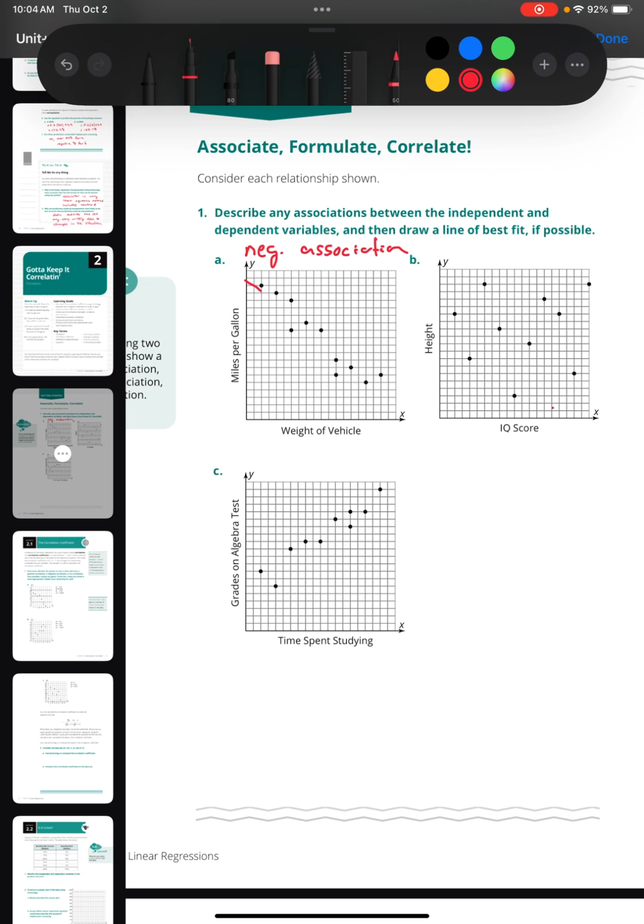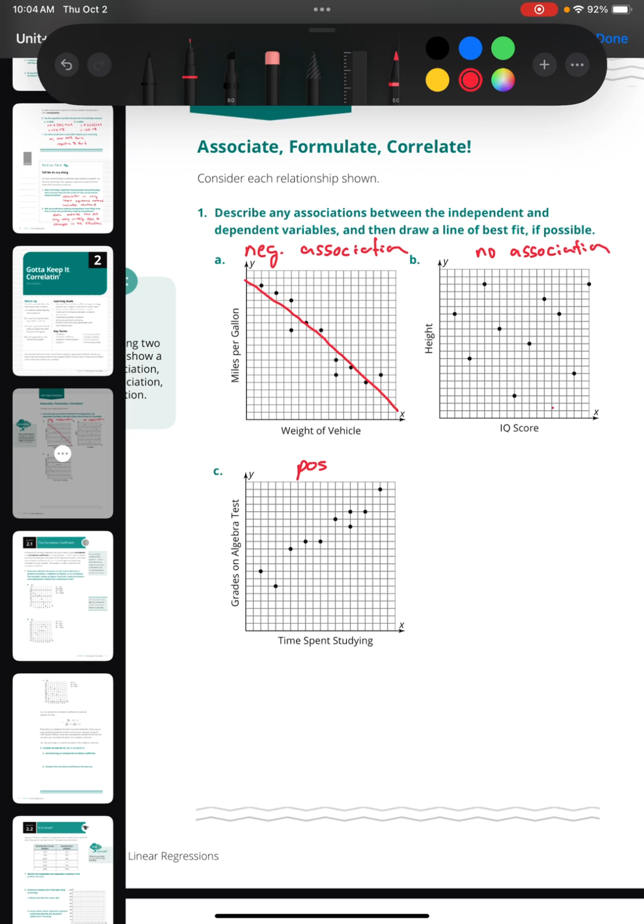Line of best fit might look something like this. For B, there's no association there. There's no correlation we can see there, so no association. You couldn't look at that and say definitively there's any sort of positive or negative association, so we can't draw a line of best fit.